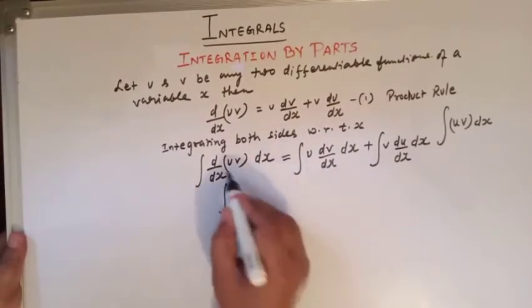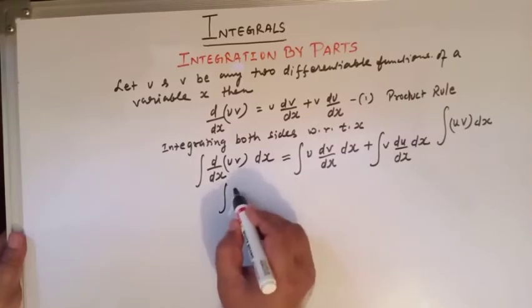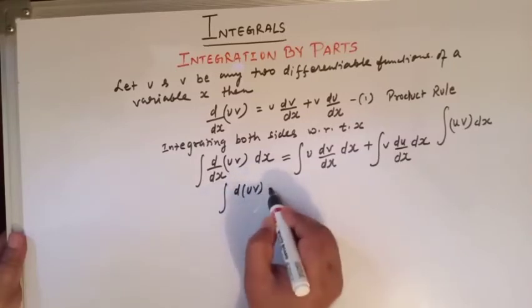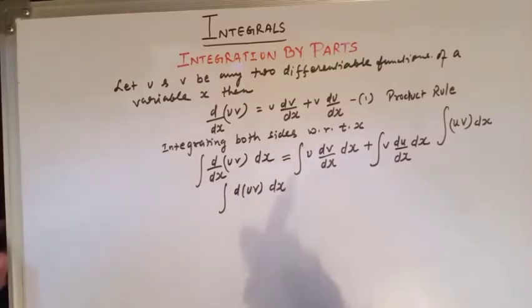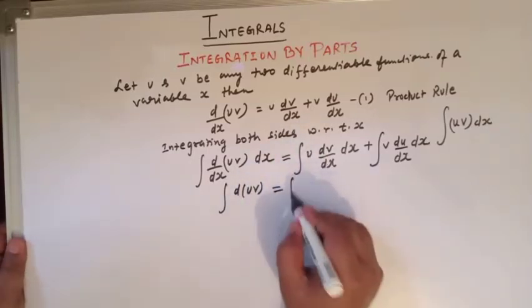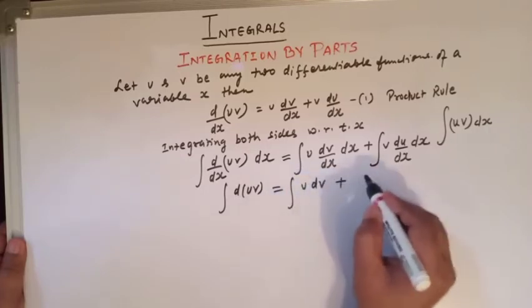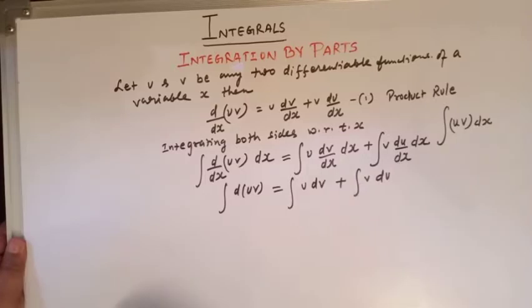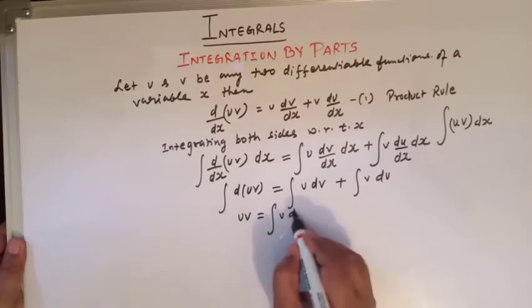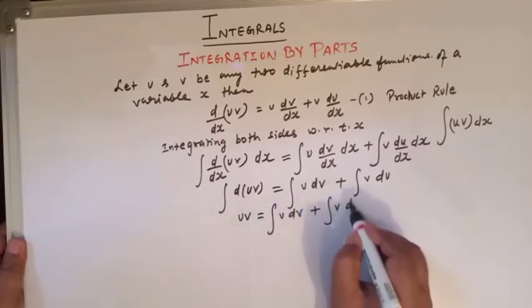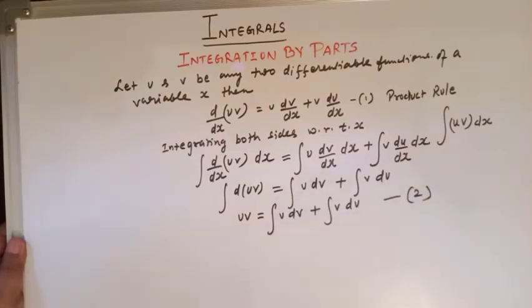Now this equation can be written as d of uv, sorry, here we will have only d of uv, and here we have u dv plus v du. Clear? Now this can be written as uv equal to the integral of u dv plus the integral of v du. Clear? So let us say this equation is equation number 2. Clear?